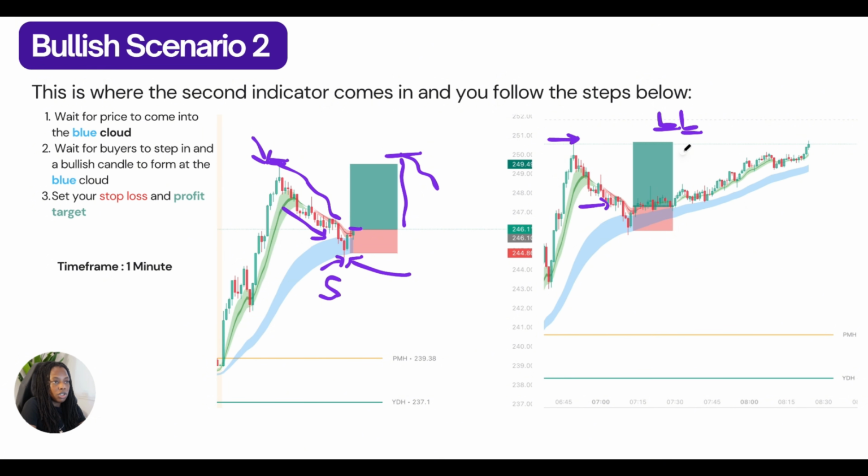Once it hits, you just exit the trade, because at that point, you can see the move is not as sharp as if you're entering with scenario 1. And you exit the trade at the top here once it has hit the highs.